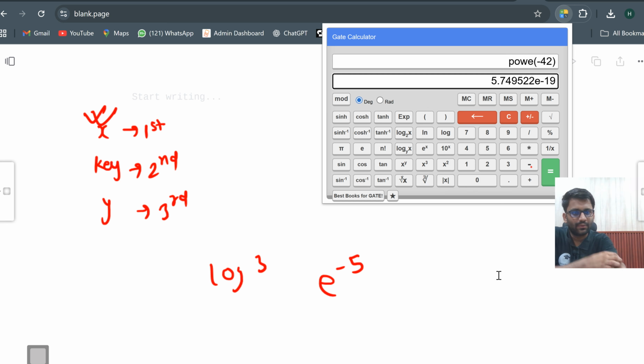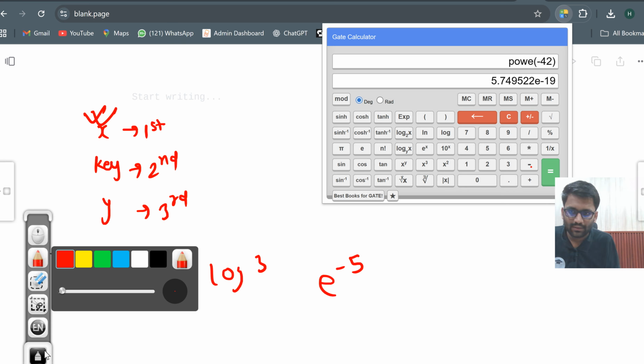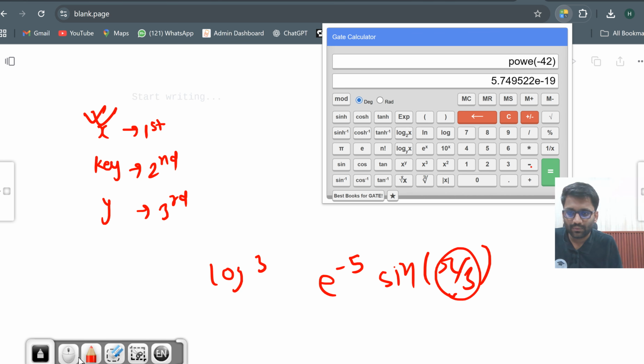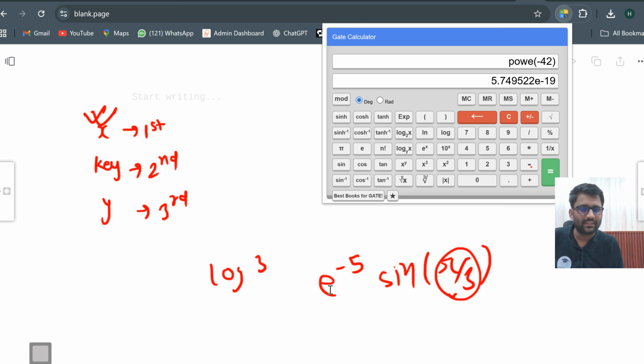Is that clear to you? All fine. So let's do a big calculation. And the second thing is degree and radian here. You already know the meaning of degree and of radian. Let's just say I need to calculate sine pi by 3. Is it in radian or is it in degree? It is in radian, right? So what I can do? Sine pi by 3 is equal to sine 60, right?